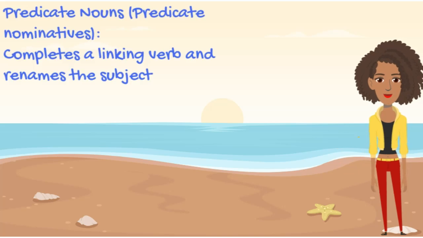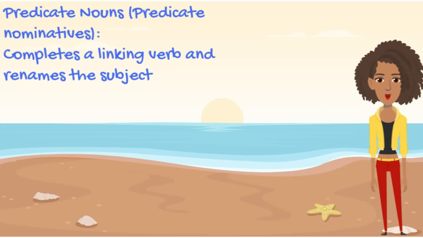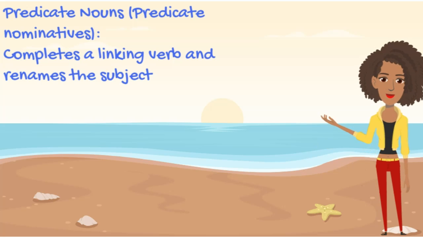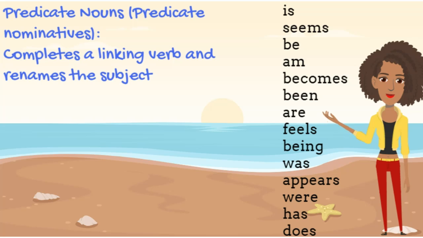The first of the 3 is predicate nouns. Predicate nouns or nominatives are words that complete a linking verb and rename the subject. Before we look at some examples, here are the linking verbs.